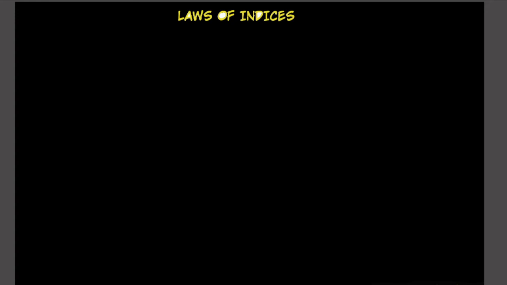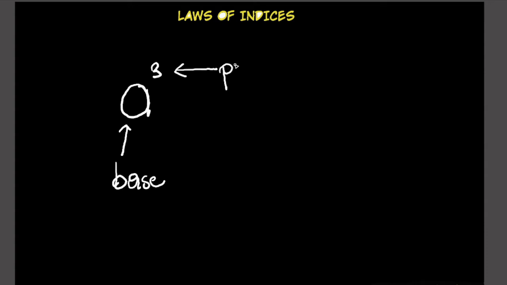Now, back to the laws of indices. When you're talking about indices, powers, index notation, it's normally written in this form, where you have a base and a power. Now the power normally tells you how many times the base multiplies itself. So with this base being A, it is telling us that A will multiply itself 3 times.